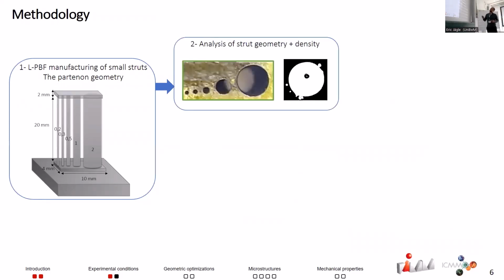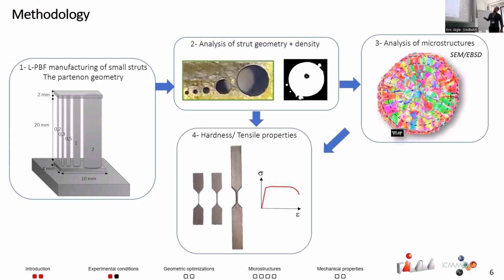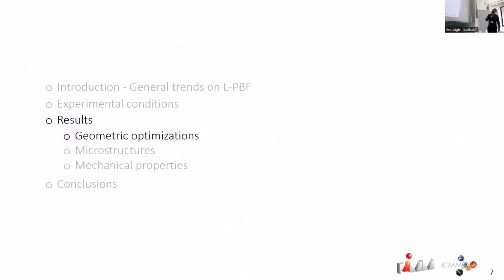Then I do cross-sections or longitudinal sections of my part to analyze the strut geometry and the density. I then do, of course, the microstructure with EBSD, and then the characterization with hardness or tensile properties characterization. And all of that with different strut diameters and different scan strategies.